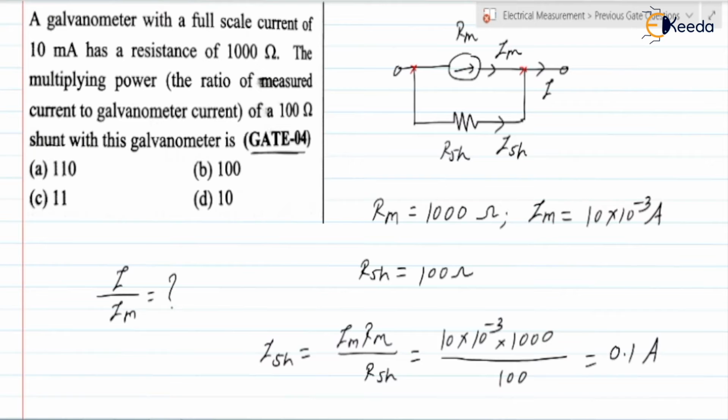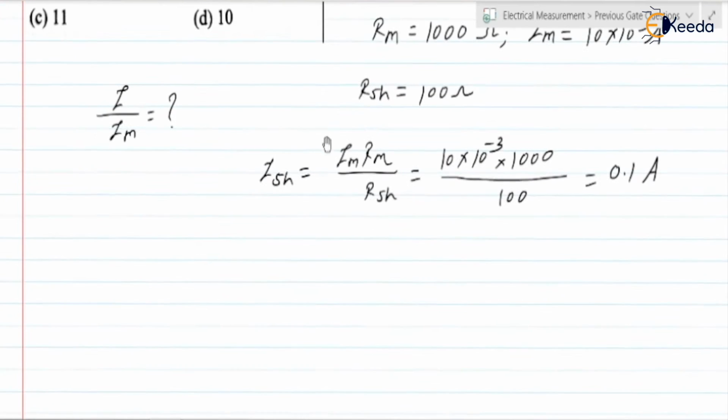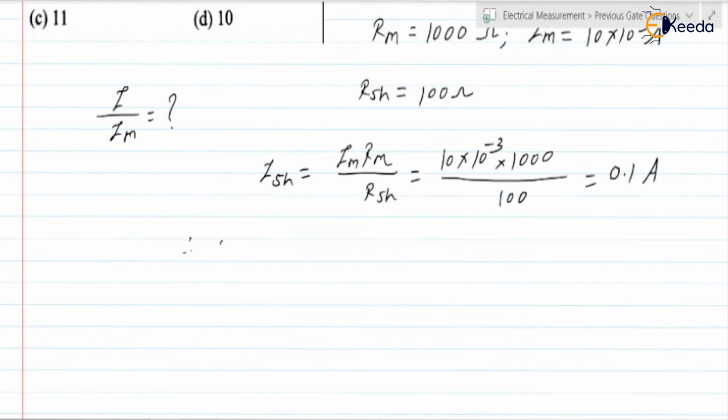This is the ISH. So can we find I? I is equal to Im plus ISH, right? According to KCL, I is equal to Im plus ISH. Im is 10 into 10 to the power minus 3 plus ISH is 0.1. So it is equal to 10 into 10 to the power minus 3 plus 0.1. So it is 0.11 ampere. This is the current I.